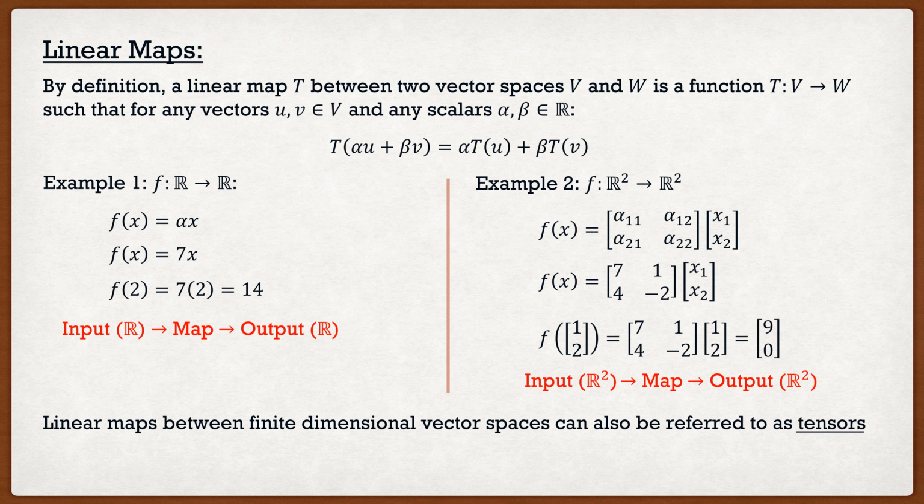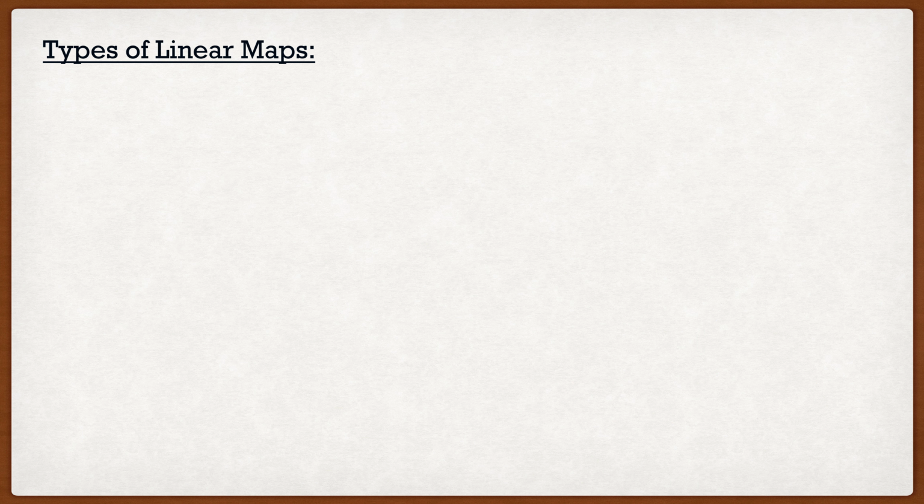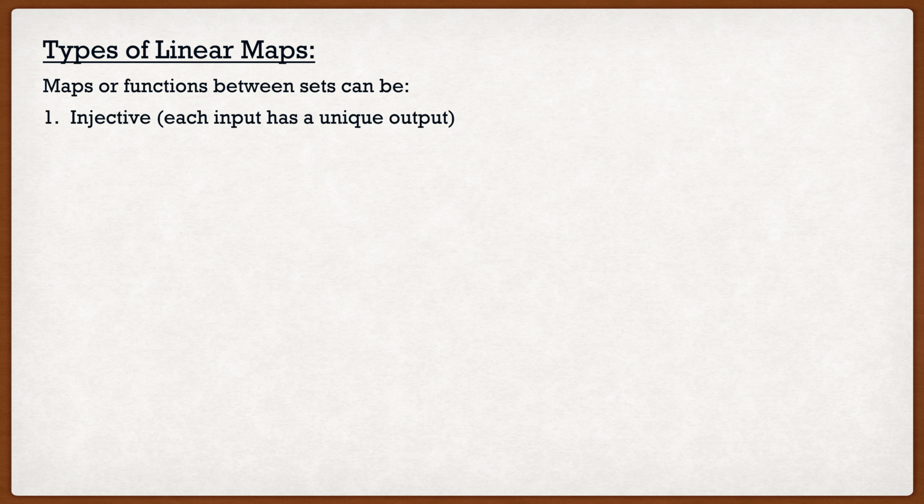So if you hear me say matrix or you hear me say tensor, they're going to be interchangeable, so you don't have to worry too much. All right. So when we talk about linear maps, there's actually a bunch of different types. A map or a function between sets can be, A, injective, where each input has a unique output.